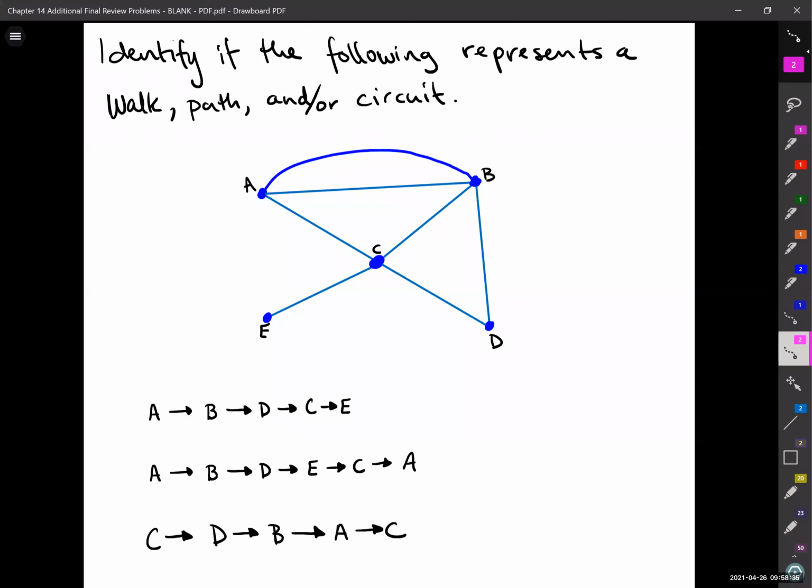What makes a walk into a path is that it's going along allowable edges, but it's not going to use an edge more than once. Now, to become the stronger definition of a circuit, it is a path, which means it's a walk that doesn't use an edge more than once, and on top of that, it begins and ends in the same place. So if y'all would think and label each of these as walk, path, or circuit, if multiple definitions apply, then write the multiple definitions.